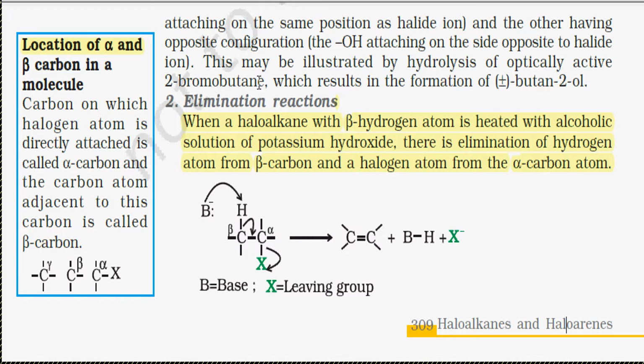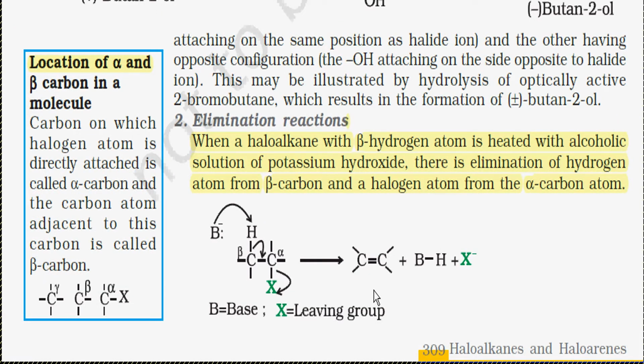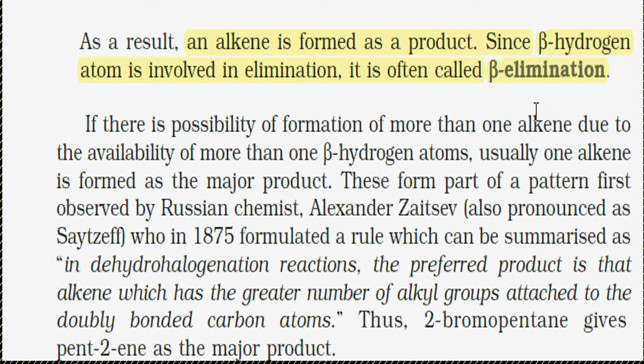Elimination reactions. When a haloalkane with beta hydrogen atom is heated with alcoholic solution of potassium hydroxide, there is elimination. Elimination means removal of hydrogen atom from beta carbon and halogen atom from alpha carbon. So as a result, C double bond C, that is alkene, is formed as a product. Since beta hydrogen atom is involved in elimination, it is often called beta elimination reaction.